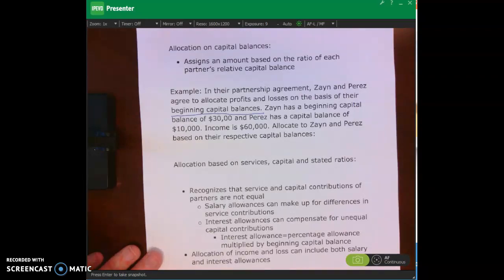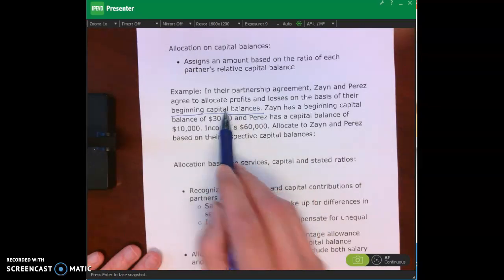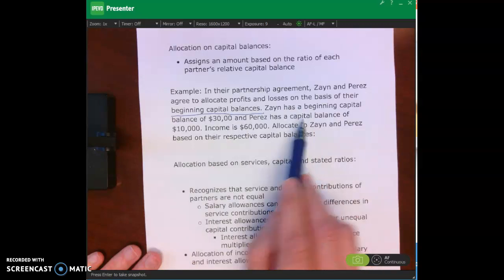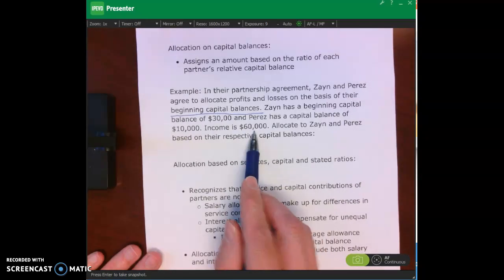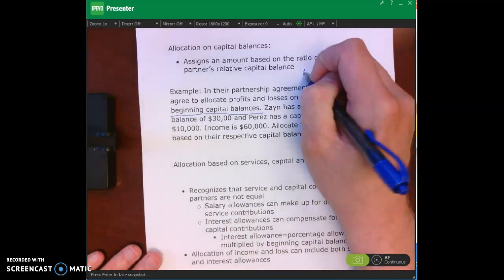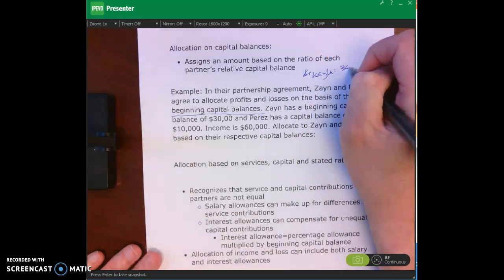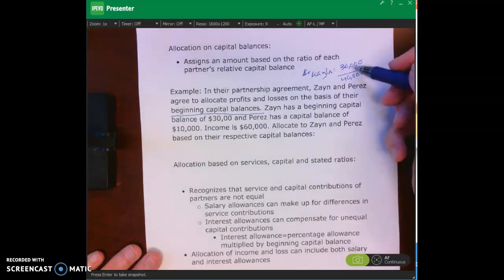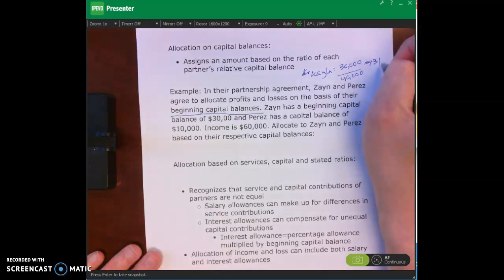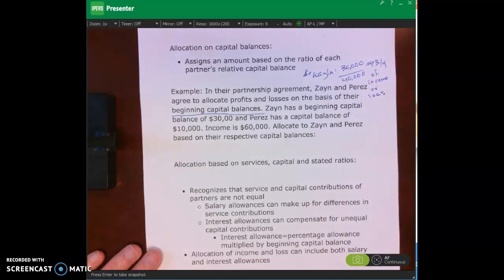Remember, we did that journal entry to establish their partnership, and we credited Kayla's capital for $30,000, and we credited Hector's for $10,000. So that means total capital is $40,000, right? And then income is $60,000. So that means that Kayla gets $30,000 of that $40,000 total capital, right? The $30,000 plus the $10,000. So that means she gets 3/4 of income or loss. And then that means, of course, Hector gets 1/4.